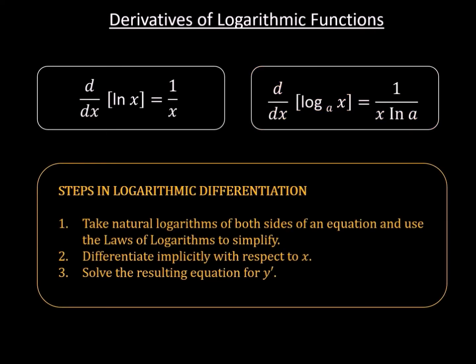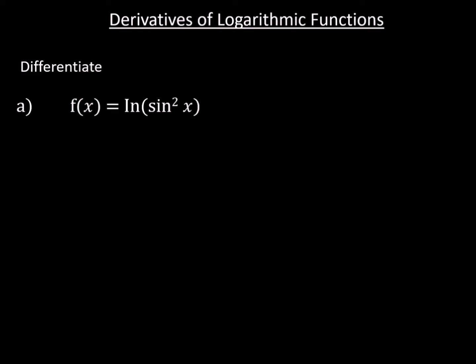And there are 3 steps that we should always follow when dealing with logarithmic differentiation. First, take the natural logarithms of both sides of an equation and use the laws of logarithms to simplify. Second, differentiate implicitly with respect to x. Third, solve the resulting equation for y prime. Now let's go through a couple of examples. Let's start with this one.